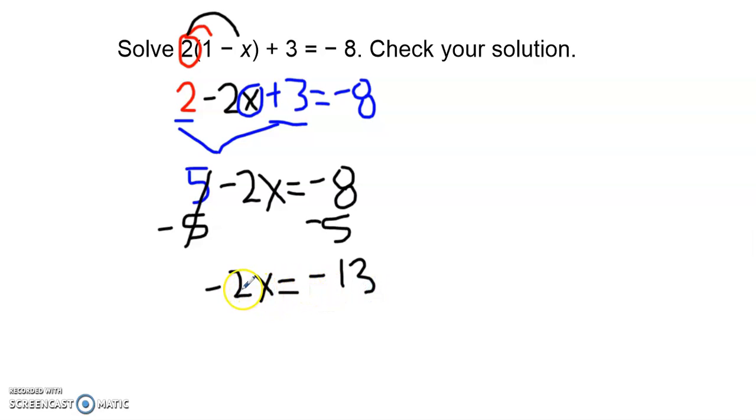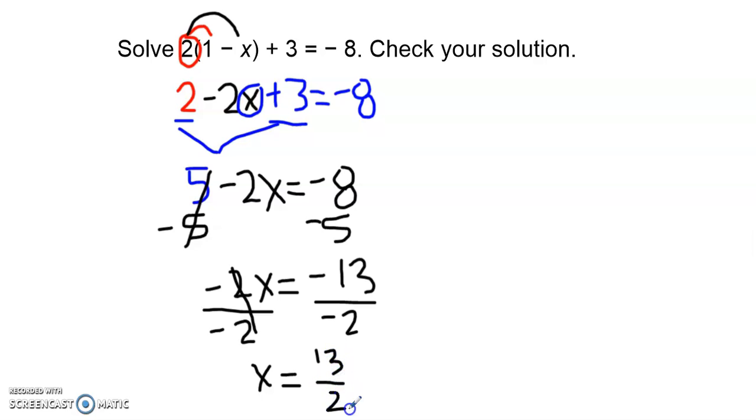And then negative 2 times x on this side, so we've got to do the opposite of timesing, which is divide. So divide negative 2 on both sides. So this cancels and gives us a 1x, or just x. And then on this side, we've got 2 negatives dividing, which leaves us with a positive. So we can just leave that as 13 halves. And that is our answer.